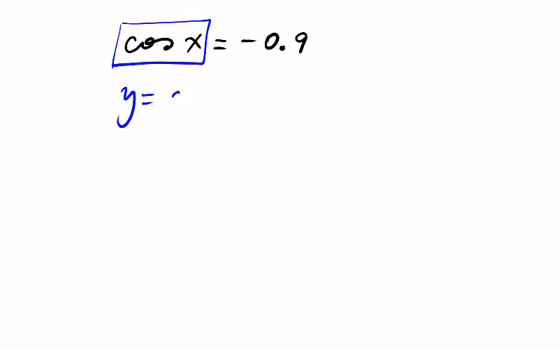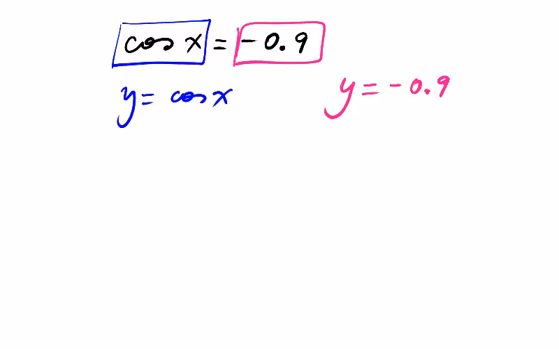Solving the equation cosine of x equals negative 0.9. On the left hand side of this equation we see the function y equals cosine of x. On the right hand side we see the constant function negative 0.9. There's no x there. So we could first sketch the graph of these two functions.